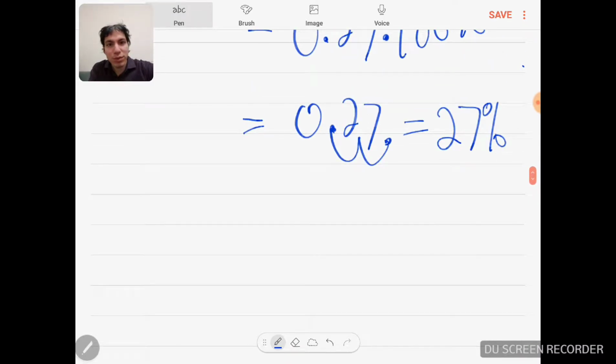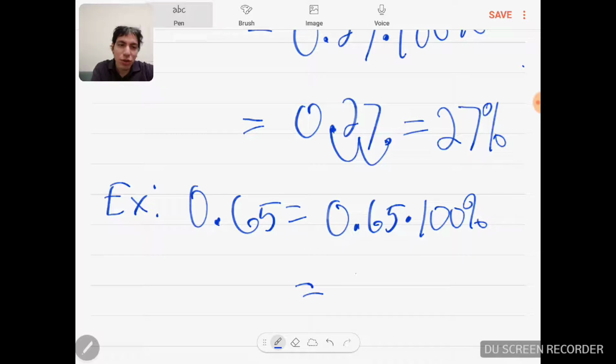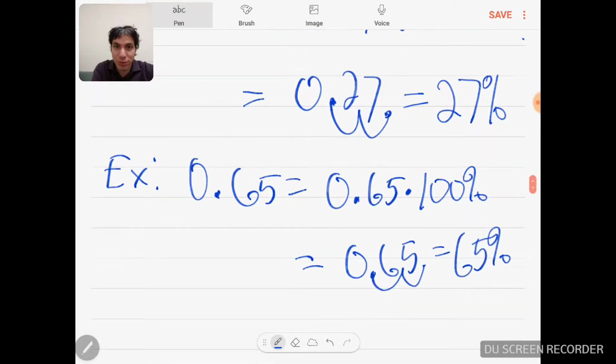Let's do another example. Let's say I gave you 0.65. Well, you do the same thing, and instead of writing 1 first, which is an extra step, you don't have to do that. You just write 100%. You're left with 0.65. You move the decimal point over once, twice, and I get 65% as my answer.